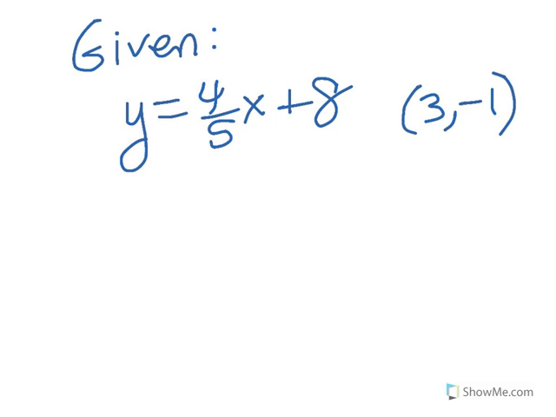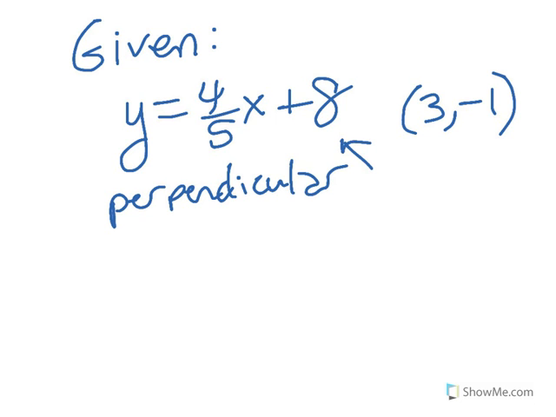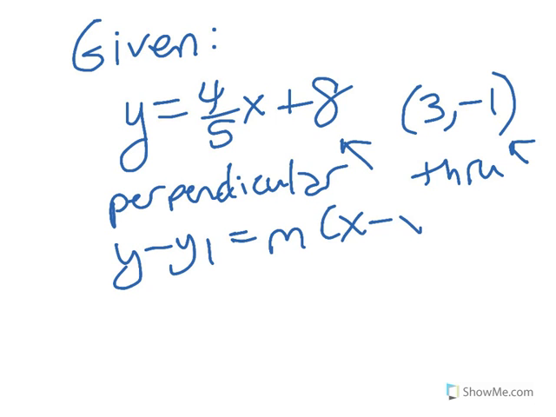Our second task is going to be to find the equation of a line perpendicular to the line represented by y equals 4/5 x plus 8 that goes through the point 3, negative 1. Again, the ideal equation to begin with is our point-slope form. Y minus y1 equals m times the quantity x minus x1. Once again, we've got a point already. We've got 3, negative 1. Plug those into the appropriate places.